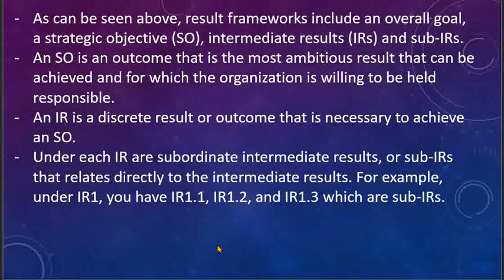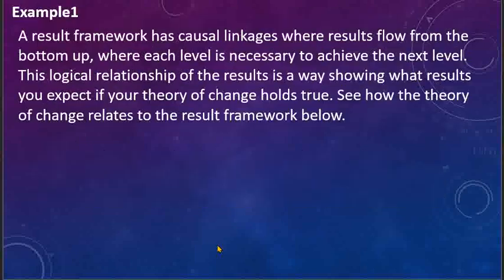So it is the one that we want to, for example, minimize the crime rate among the youth. That is an ambitious result, and that we want to be held responsible for. Or we want to reduce unemployment among the youths. That is an ambitious result, right? Under IRs, we have subordinate intermediate results that we have just discussed.